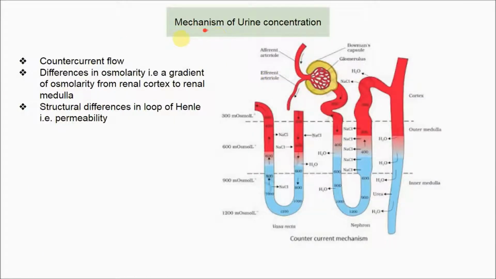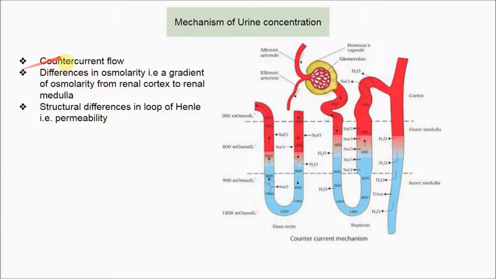Now let us look into the next part, that is the mechanism of urine concentration. Before we directly take a plunge into the concept of urine concentration mechanism, let us look into some of the factors that are very much important for us to remember. The first one is the countercurrent flow, and the next one is the differences in the osmolarity, right? That is mainly a gradient of osmolarity formed from the renal cortex towards the renal medulla. And finally, the structural differences in the loop of Henle, that is mainly with respect to permeability.